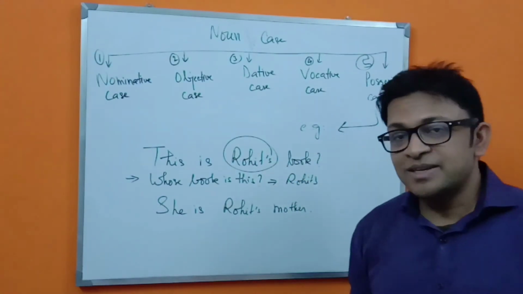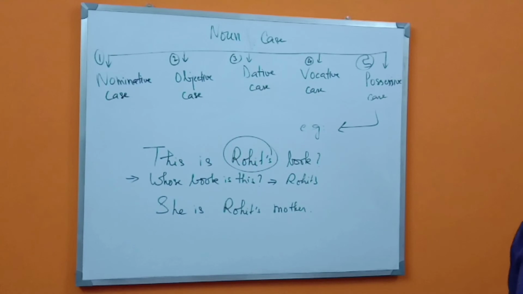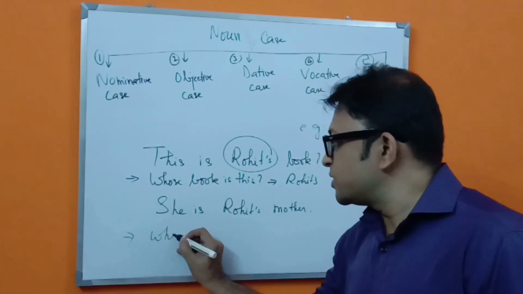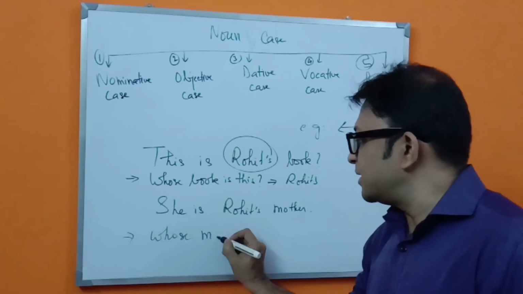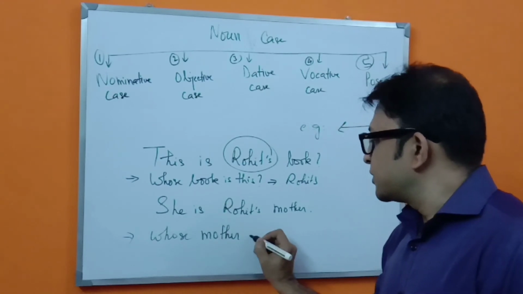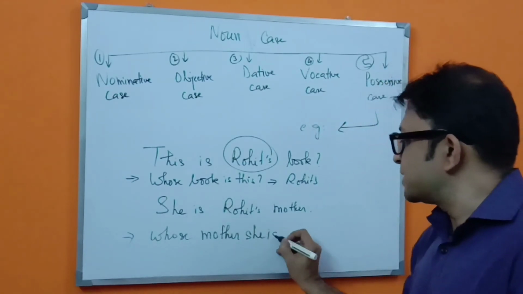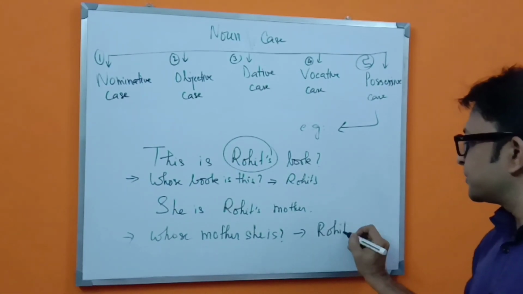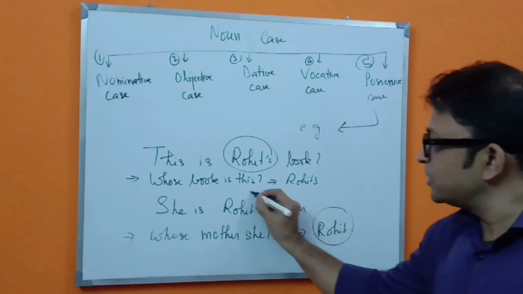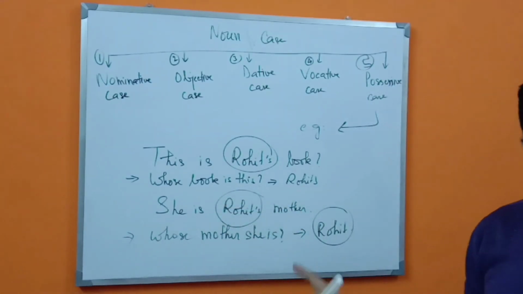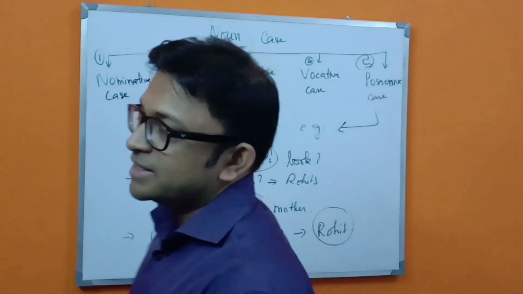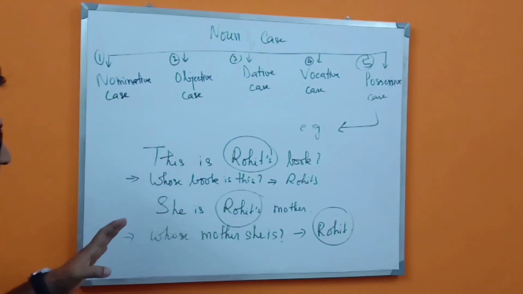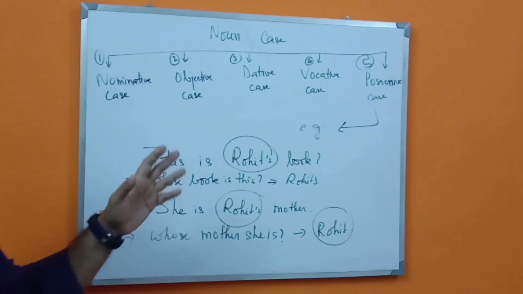In the second example, she is Rohit's mother. Same as the first one. Whose mother she is? You are getting the answer Rohit. So here also, as we can see, Rohit is symbolizing the possessive case. These are the examples of possessive case.